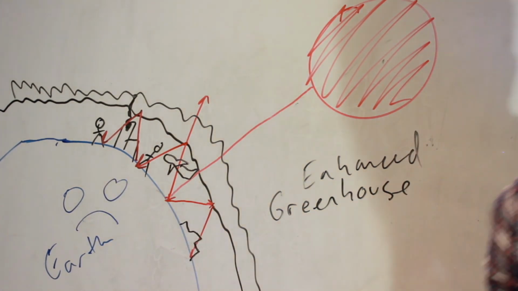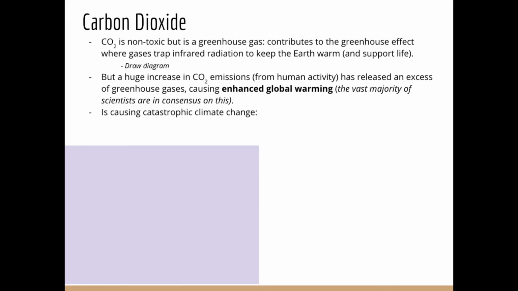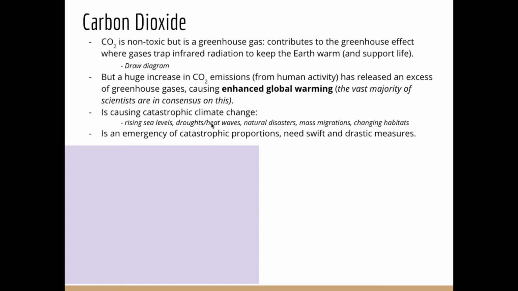sick Earth. And this is having huge knock-on implications, such as rising sea levels, droughts, heat waves, natural disasters, mass migrations of both humans and animals due to their habitats becoming uninhabitable because of these changing habitats. And it is an emergency of catastrophic proportions, needs swift and drastic measures to reduce this.